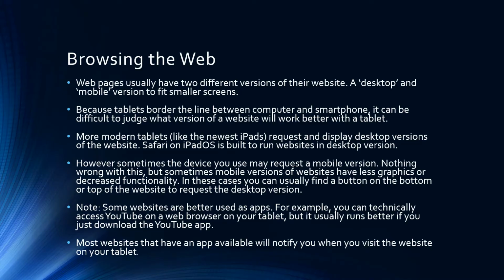Nothing wrong with this, but sometimes mobile versions of websites have less graphics or decreased functionality. In these cases, you can usually find a button on the bottom or top of the website to request the desktop version. Note: some websites are better used as apps. For example, you can technically access YouTube on a web browser on your tablet, but it usually runs better if you just download the YouTube app. Most websites that have an app available will notify you when you visit the website on your tablet.